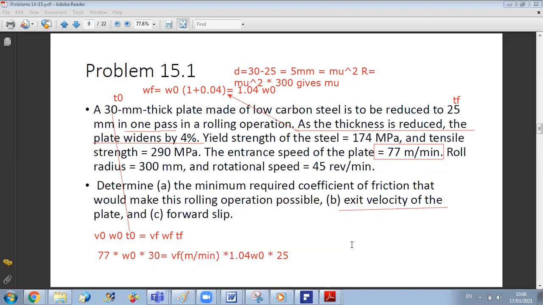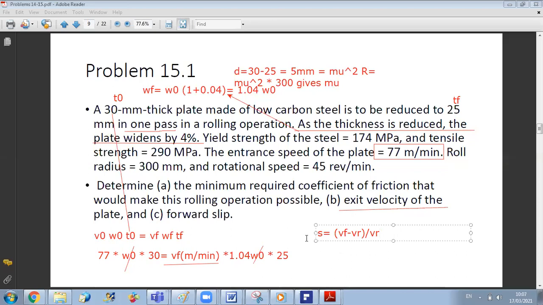So now, from this equation, I will simplify the omega 0. Omega 0 is unknown, but I don't need it because it will be simplified. So I will get the value of V final in meters per minute. This is the exit velocity of the plate. Now, they also are asking me for the forward slip, okay? By definition, what is the forward slip? The forward slip factor, S, is the ratio of V final minus V roll over V roll.